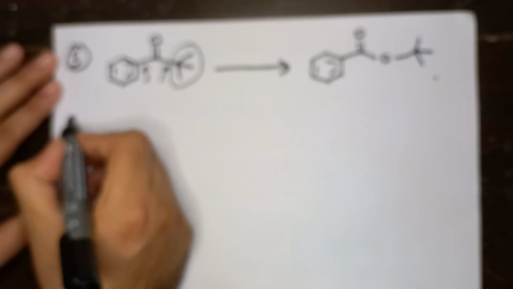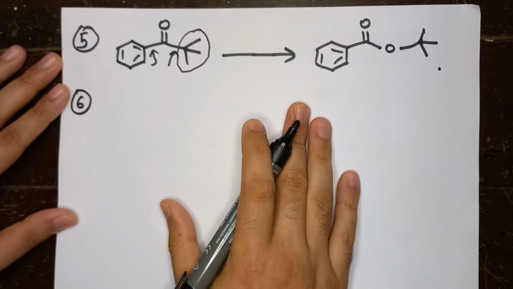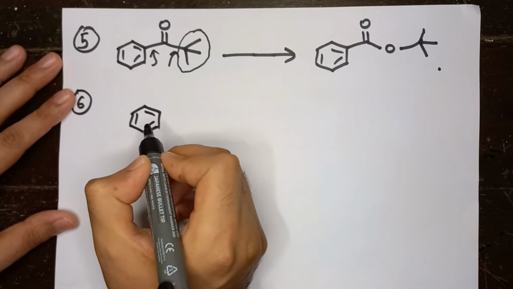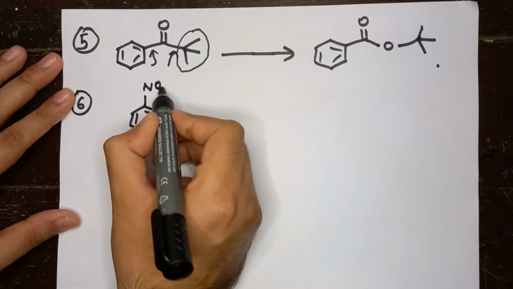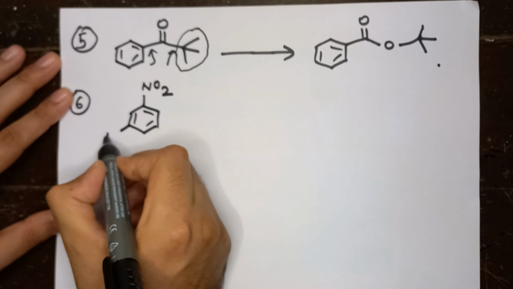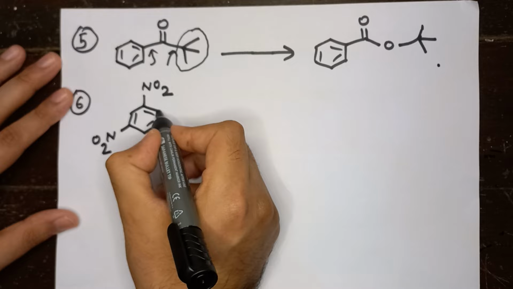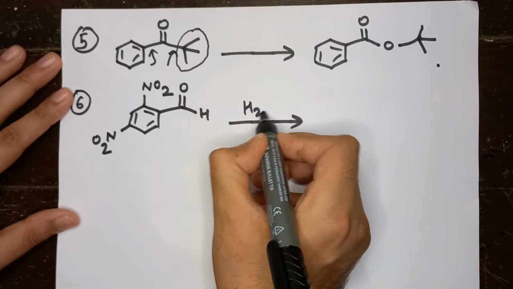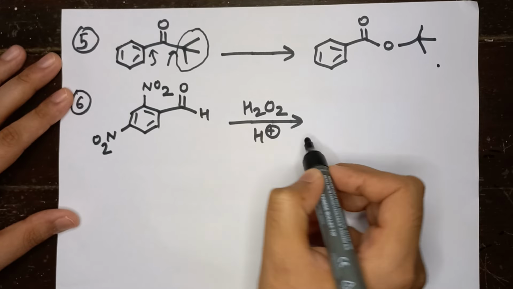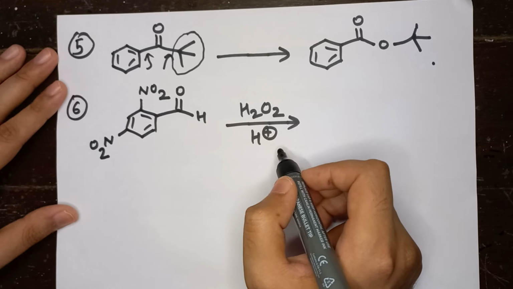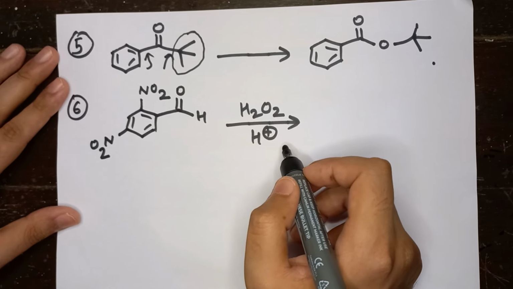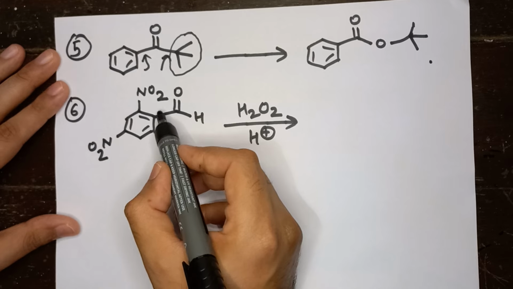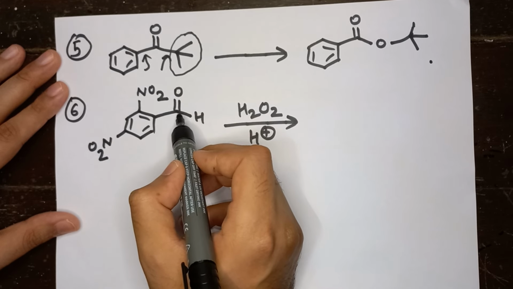Okay, so let me give you another example. So this is my starting material. I'm adding hydrogen peroxide under acidic condition, doing Baeyer Villiger oxidation. So what is the product? Pause the video and draw the product. So two products are possible, one with oxygen inserted at the left side and one with oxygen inserted in the right side.